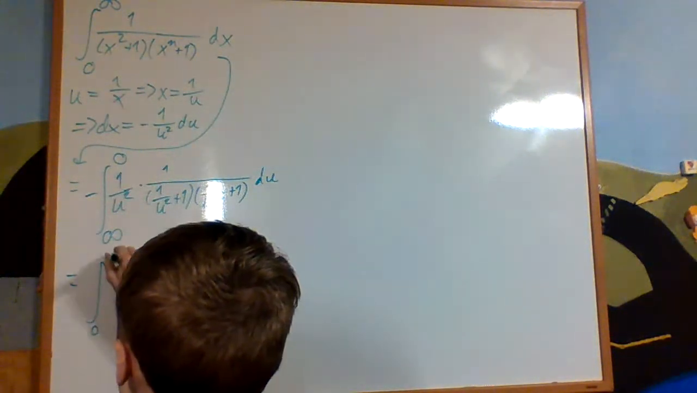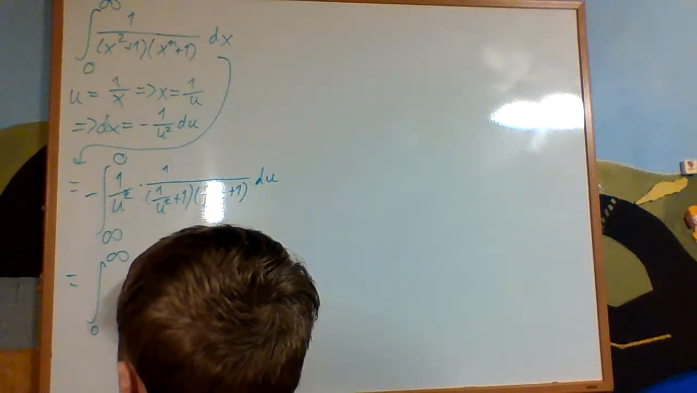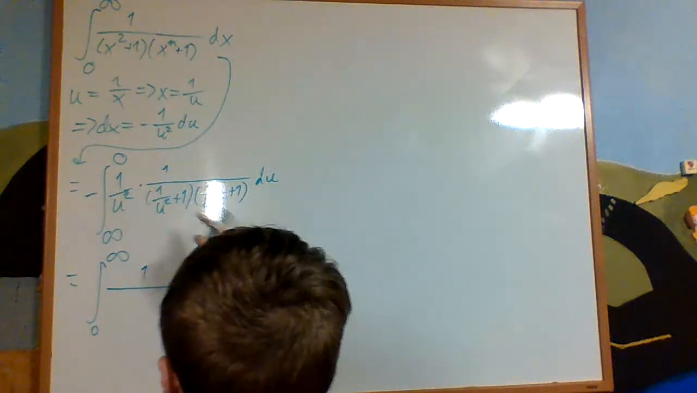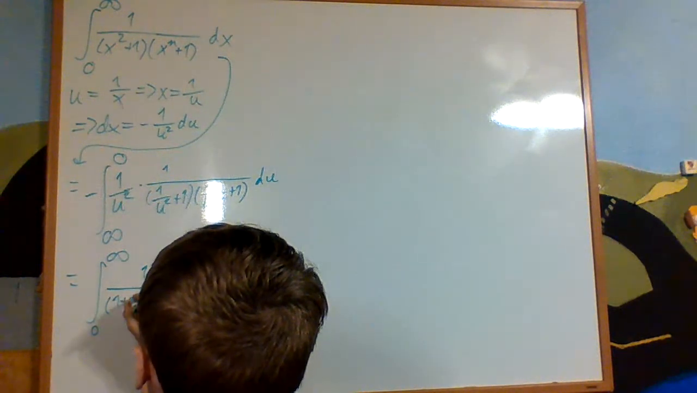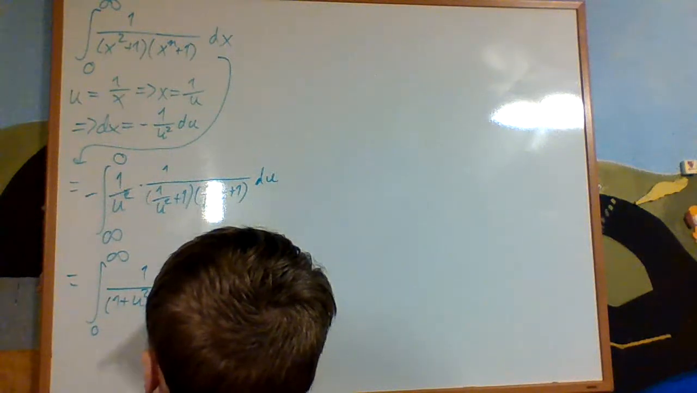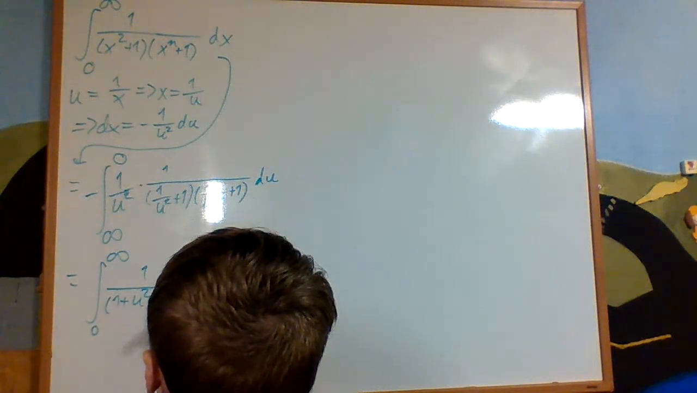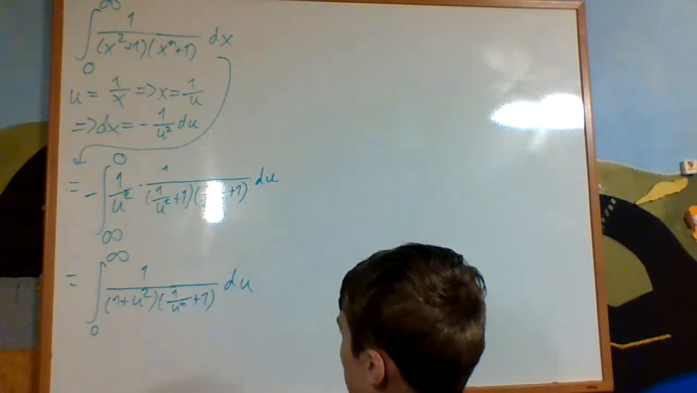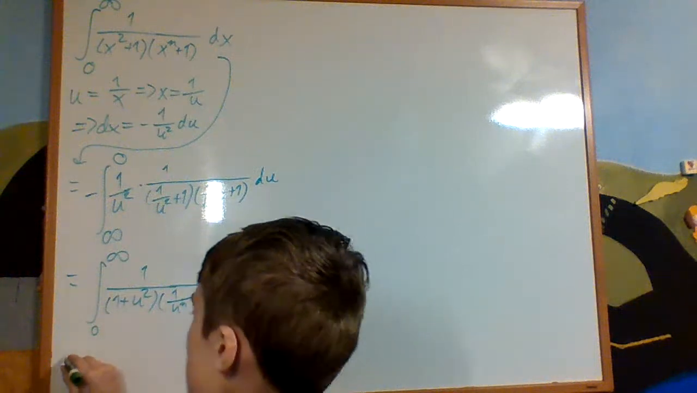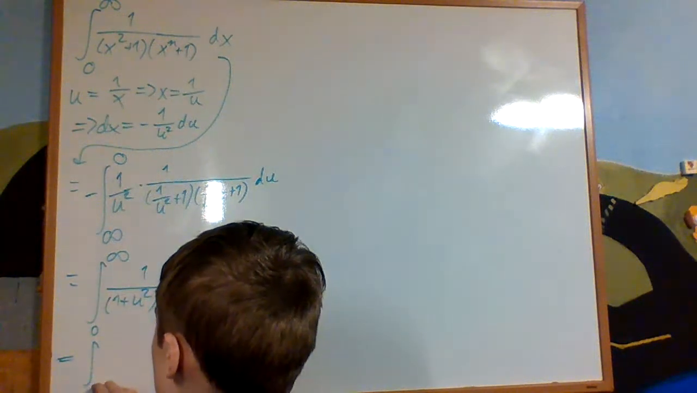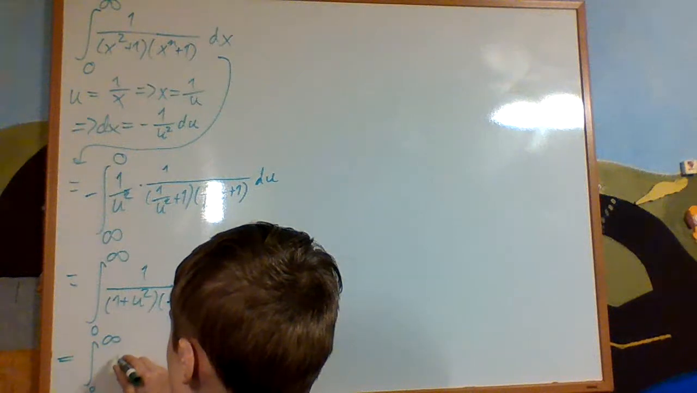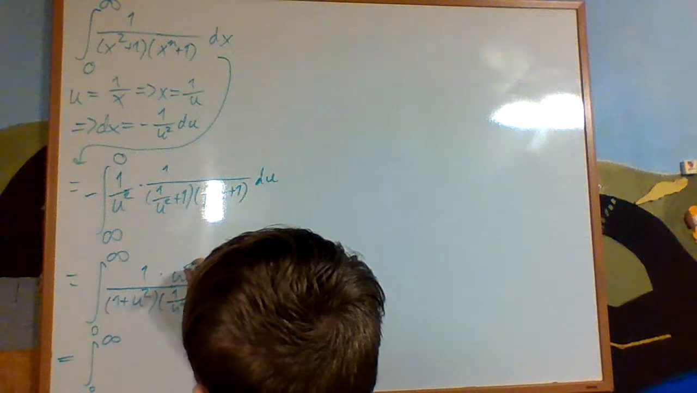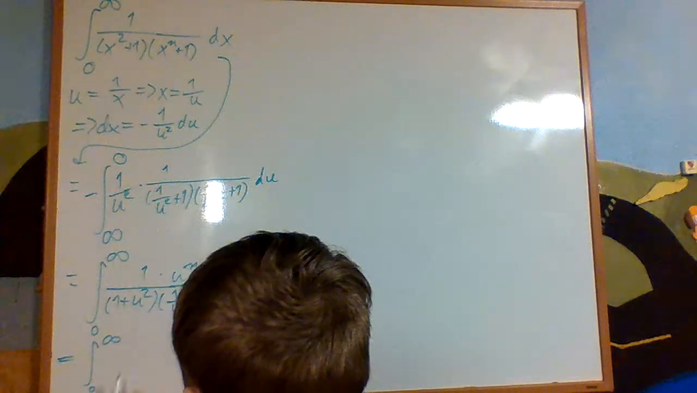So I have 0 to infinity of 1 over, that u squared goes into there. I'll distribute it in there so that I have 1 plus u squared times 1 over u to the n plus 1 du. Multiply both the top and the bottom by u to the n, so that I get the integral from 0 to infinity. So multiply top and bottom by u to the n. So this is equal to the integral from 0 to infinity.